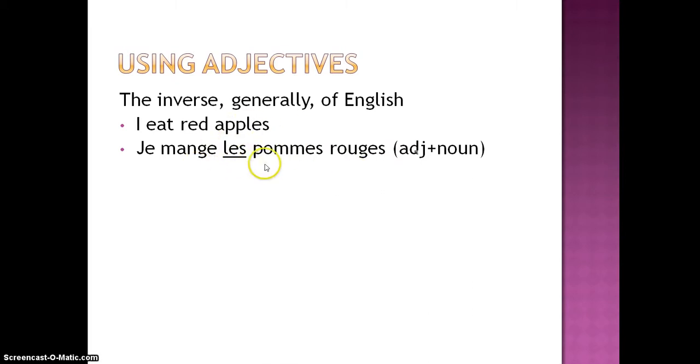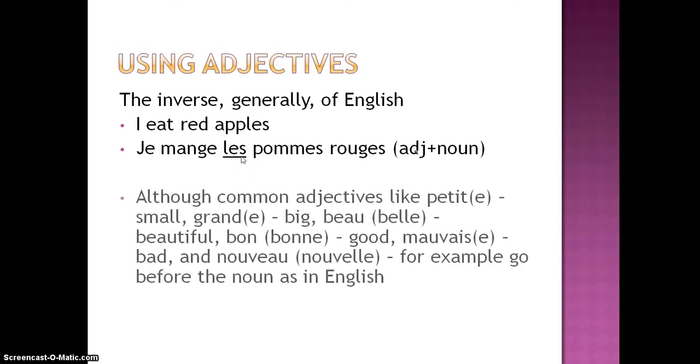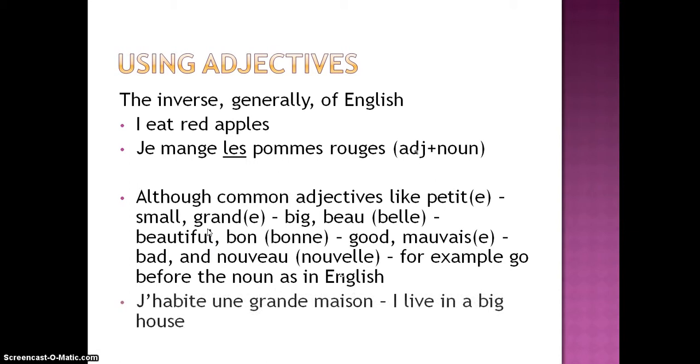I put les here, je mange les pommes rouges. It's a general, I eat red apples, so we'd insert the word les here. Although, as you may have seen on the slide as I was correcting, some common adjectives like petit or petite, grand, grande, beau, belle, bon, bonne, mauvais, mauvaise, nouveau, nouvelle, go before the noun as they do in English. So, for example, j'habite une grande maison. I live in a big house. We could put j'habite dans une grande maison, and that would give you word for word. But j'habite une grande maison is perfectly fine as well.